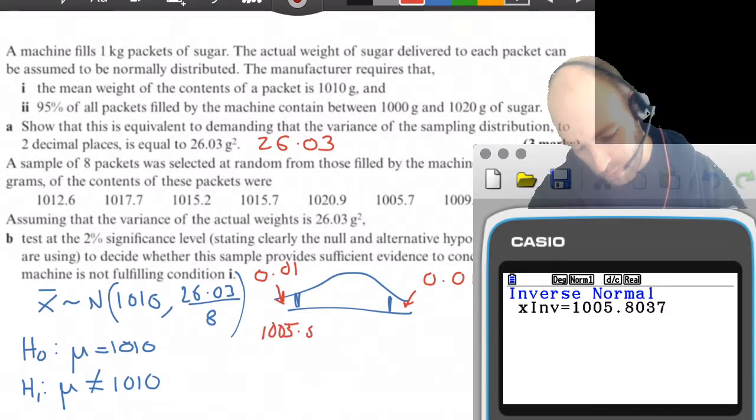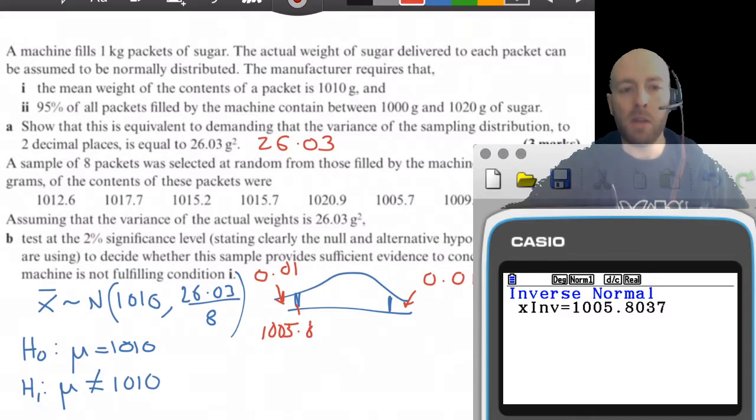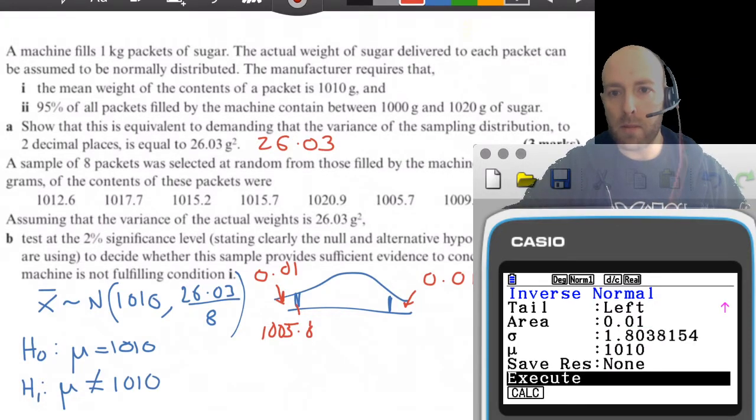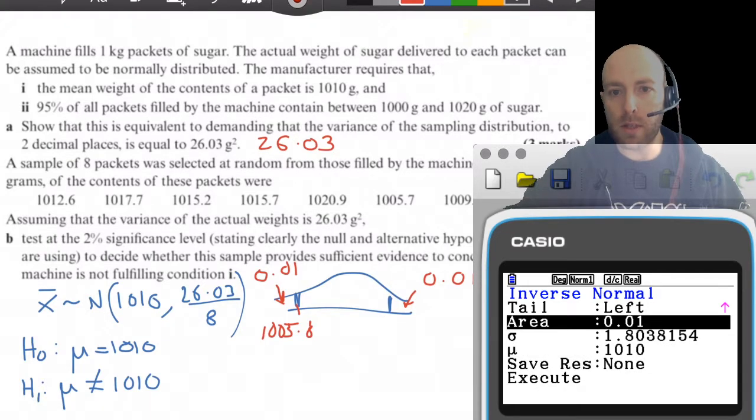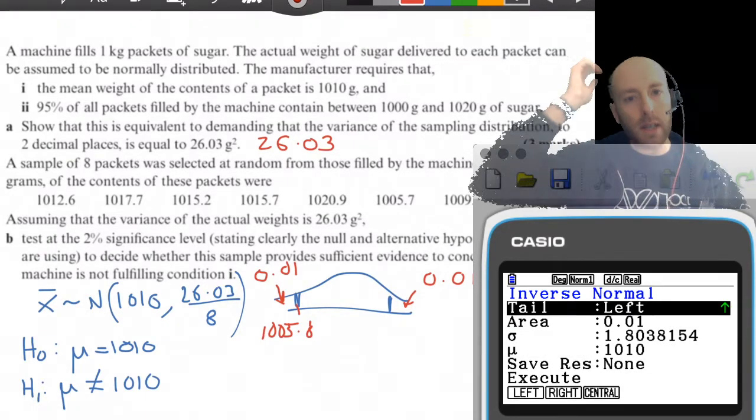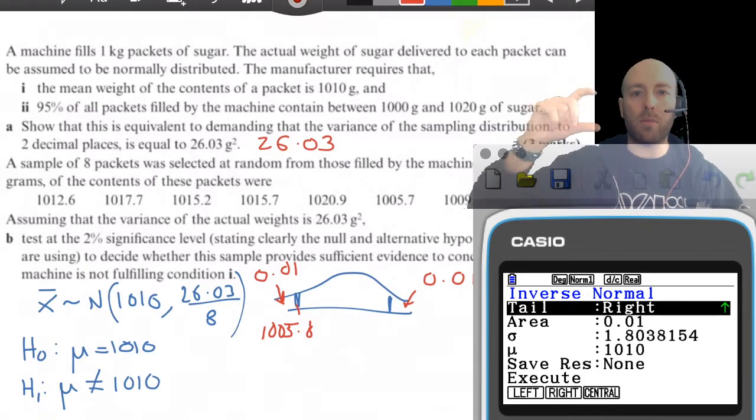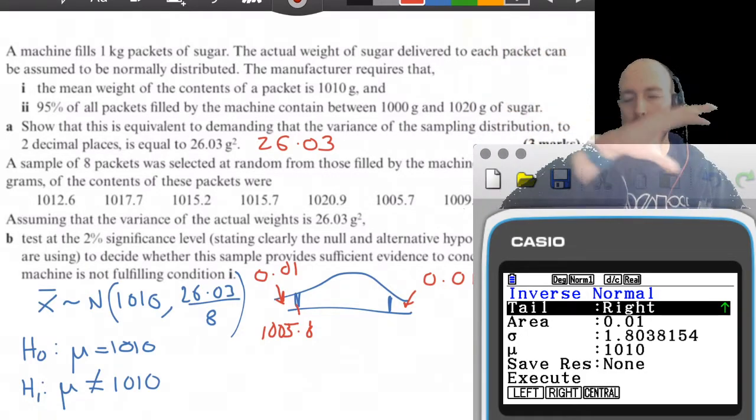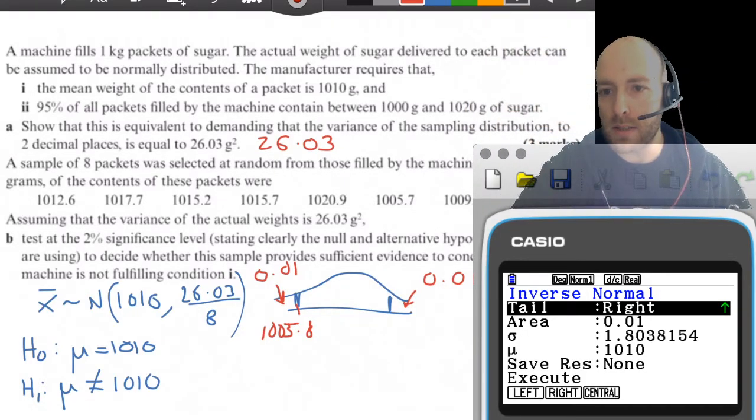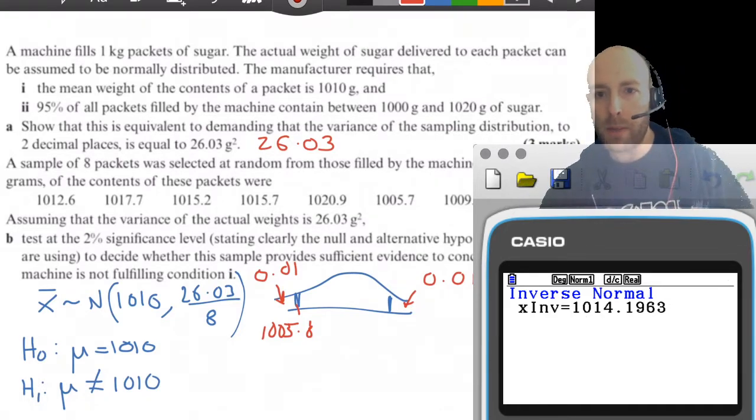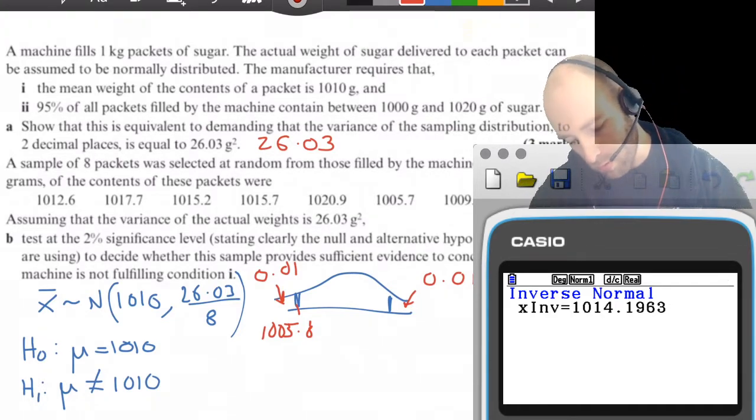So that's this value here. Our upper value, well, because the probability is the same, on the graphical calculator all I need to do is change that to right. If you're doing it on a ClassWiz, you'd need to change your probability now to being 0.99 because the ClassWiz only does less thans. And we get 1014.2.